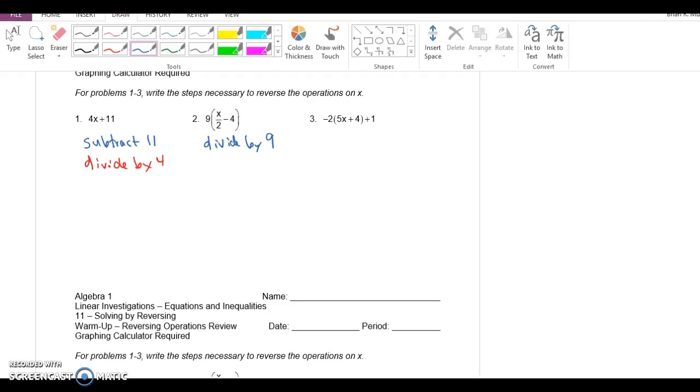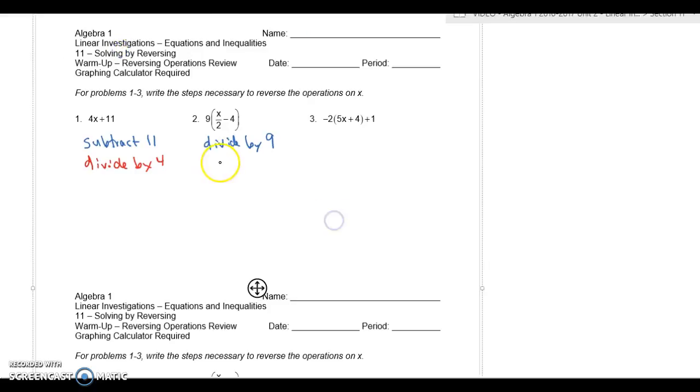And then now that the parentheses are gone, we're on the inside of the expression. So we have x divided by 2 minus 4. We're going to reverse any addition and subtraction. So I'm going to add 4. And I'm going to multiply by 2.